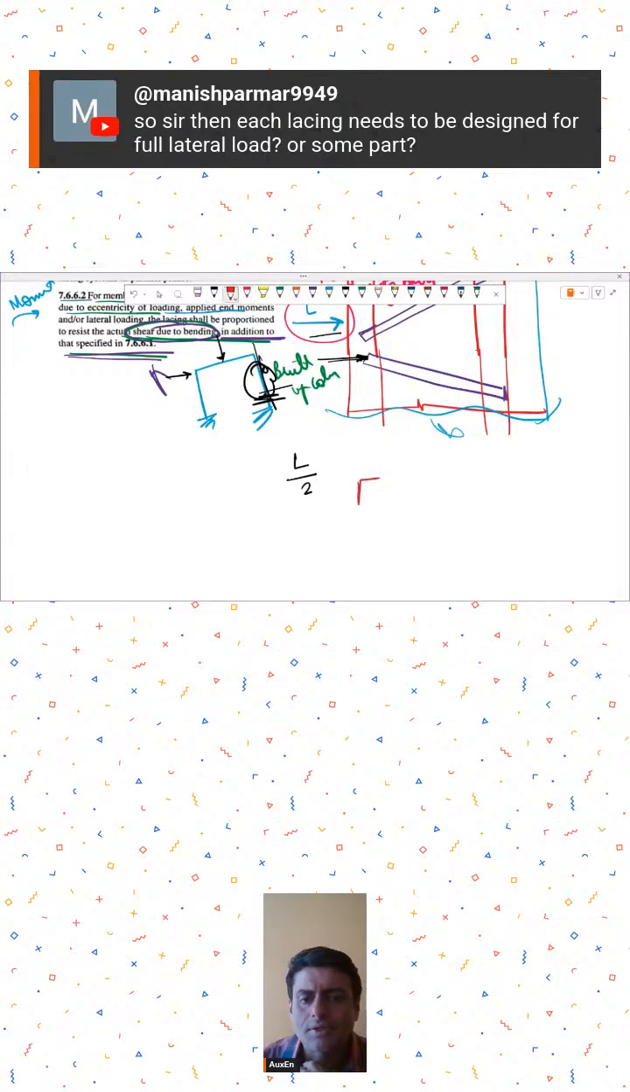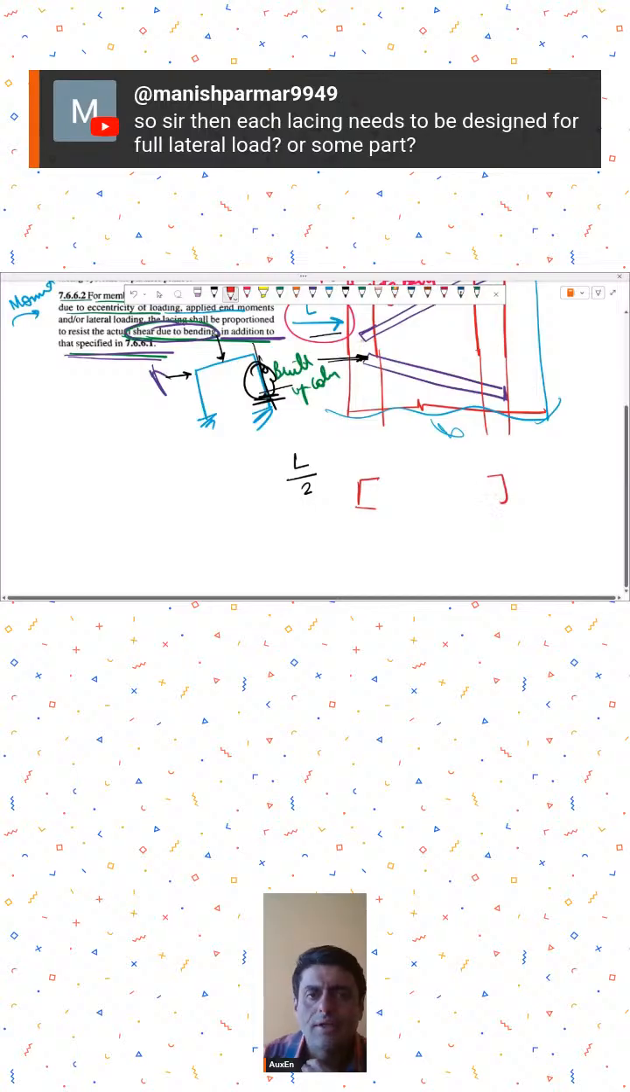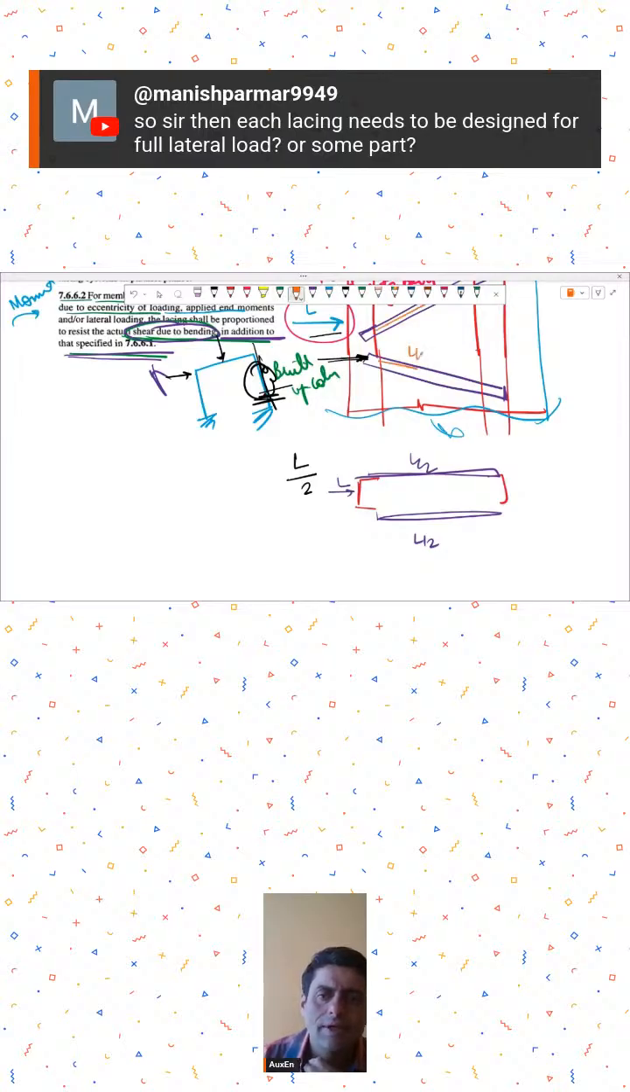The basic concept of lacing: you have to keep in mind that if there are lacings on two planes, so lacing is over here and lacing is over here, and you have some lateral load L, so L by 2, L by 2, then you have to design each lacing for L by 2 independently. And to that you add 2.5% of P also.